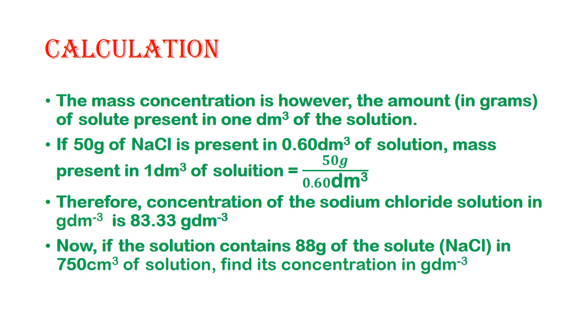That means if we check 1 dm cube of the solution, we will find 83.33 gram of sodium chloride in that 1 dm cube, just that 1 dm cube of the solution. Do you understand? That is what it means.